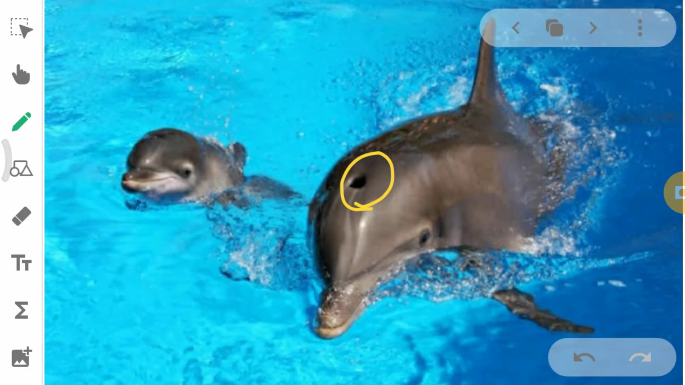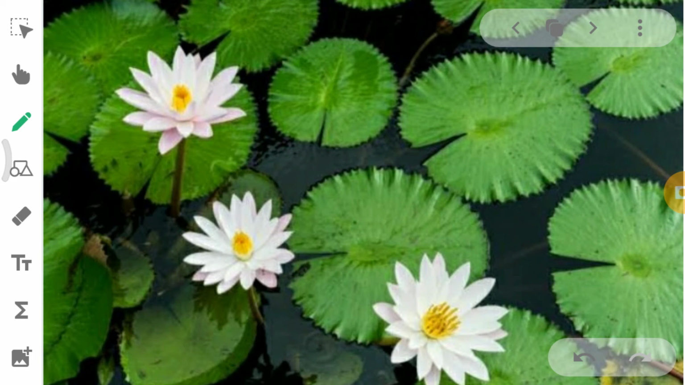Yes, now let's move on to the next topic, about the ponds and lakes and the plants living in it. Have you ever gone on a field trip to a nearby pond? If yes, do let me know in the comment section below.